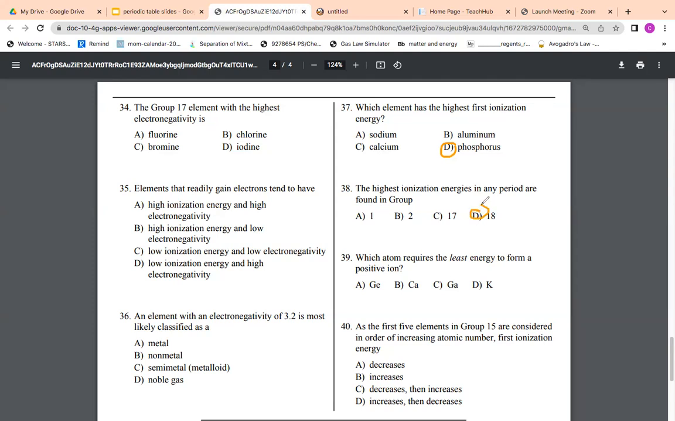Number 39. Which atom requires the least energy to form a positive ion? The way to form a positive ion is to lose an electron or remove an electron. So they're really asking about ionization energy here. This is why it's important to know the definition of everything, okay? So they're basically asking you which one has the lowest ionization energy, all right? So let's actually take a look at our periodic table and compare all these things.